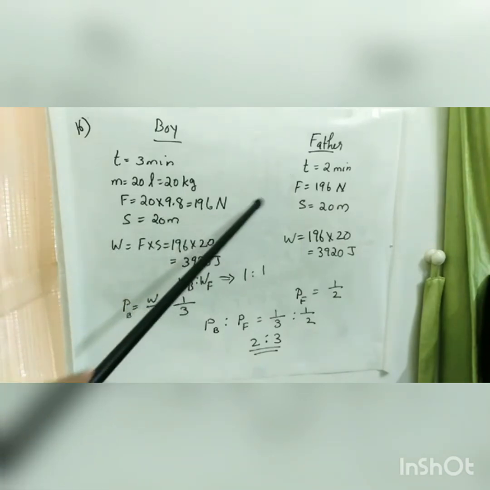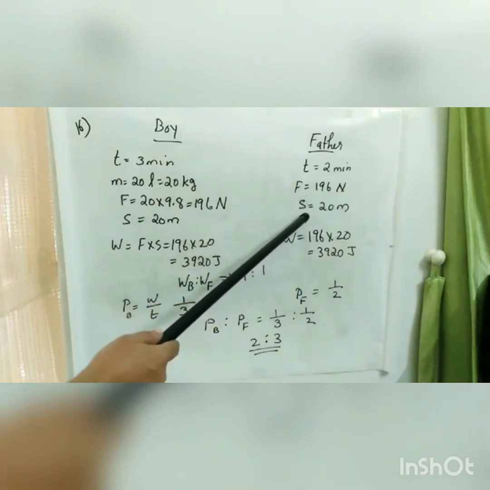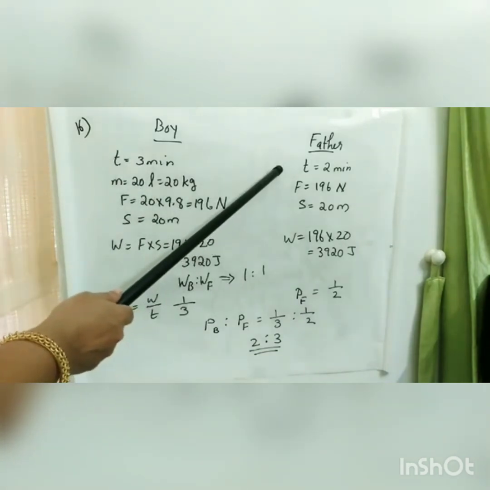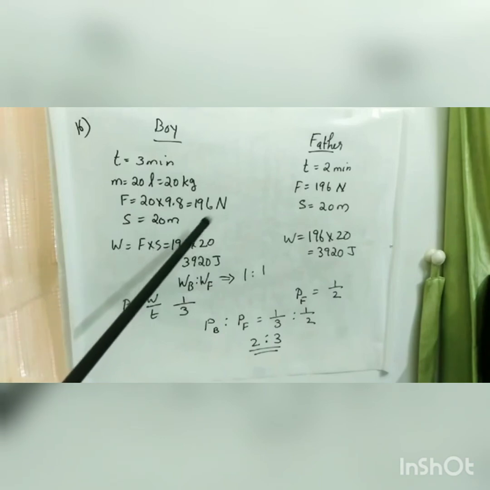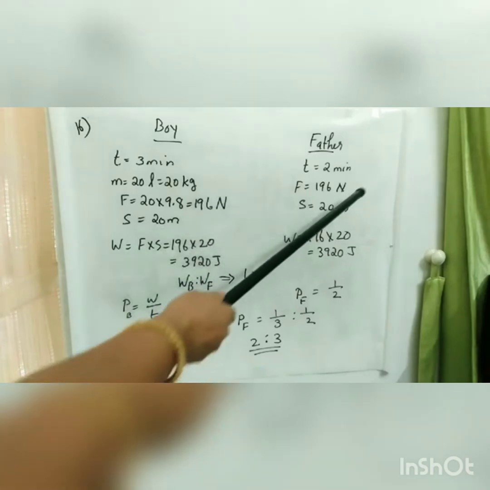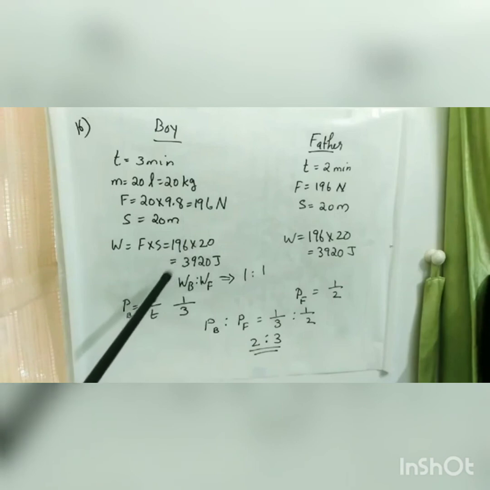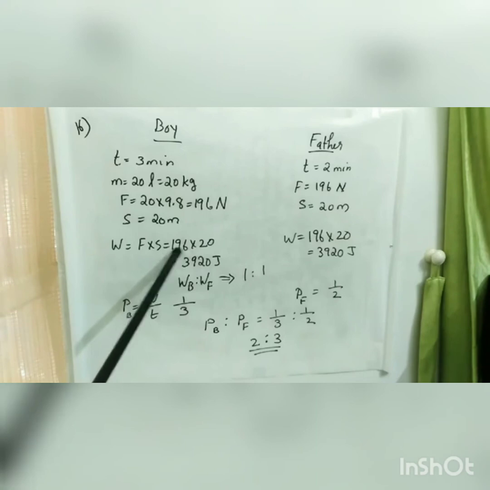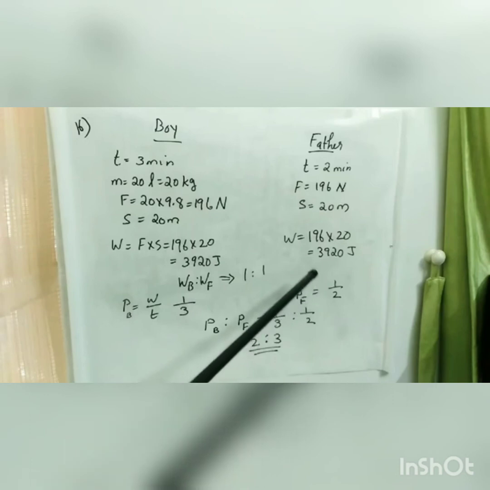So both father and son do the same thing. Force is 196 Newton and distance is 20. The only difference is the boy takes 3 minutes but his father takes only 2 minutes. So obviously the work done will be the same, because both are carrying the same box to the same height. Still you are supposed to do it. Work done is force into displacement, 196 into 20, that is 3920 joule. The same way for the father, work is 196 into 20, 3920 joule.